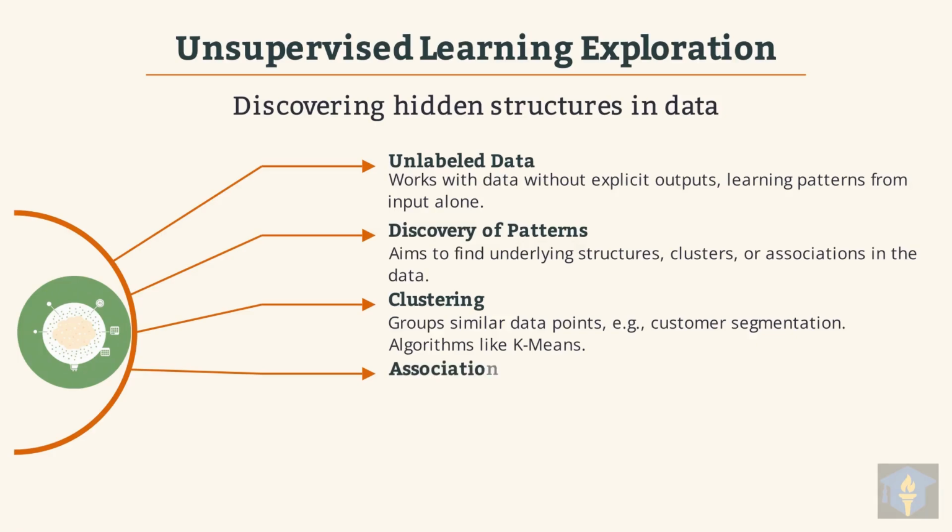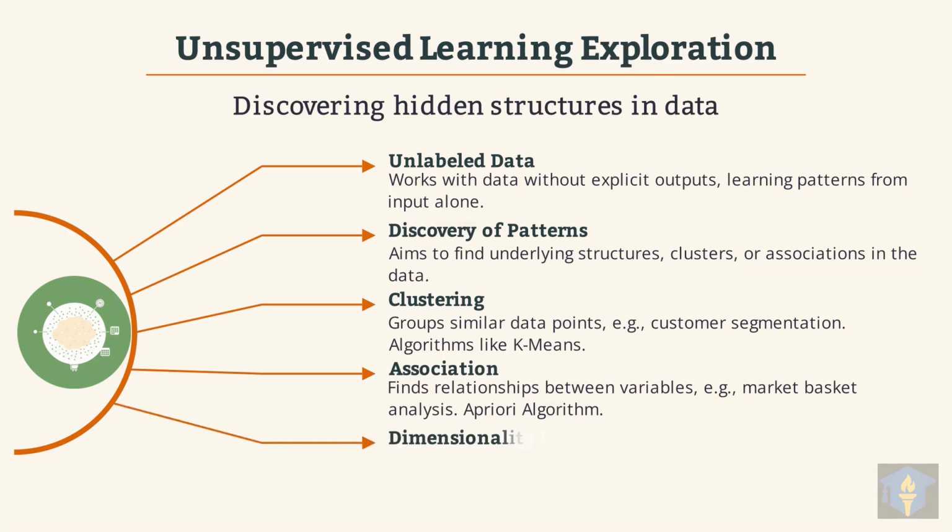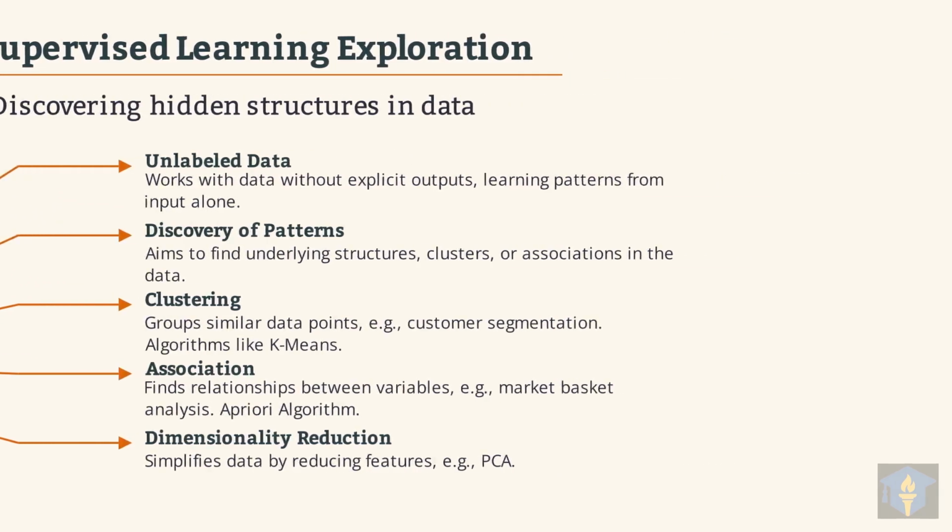Association rule mining is another important unsupervised technique for finding relationships. It finds relationships between different variables, like in market basket analysis, often employing the a priori algorithm. Dimensionality reduction helps simplify complex datasets by reducing the number of features. This technique simplifies data by effectively reducing its features, with principal component analysis, or PCA, being a common example.